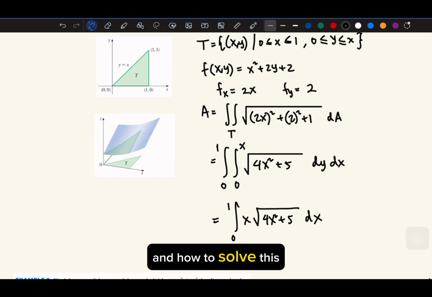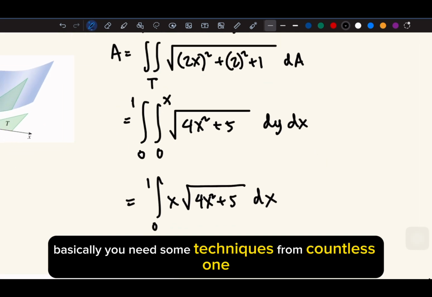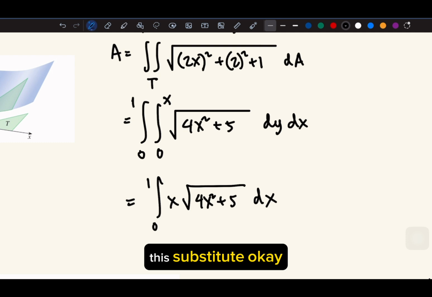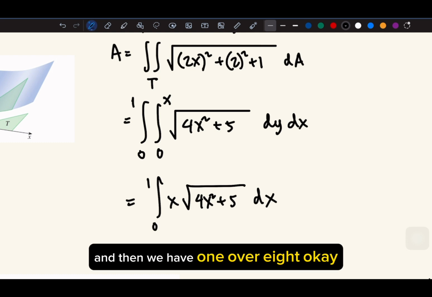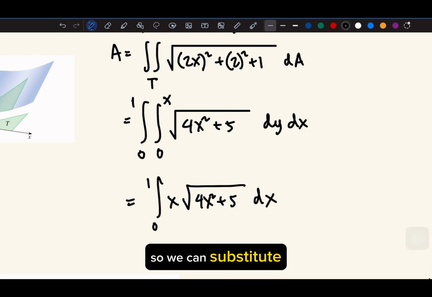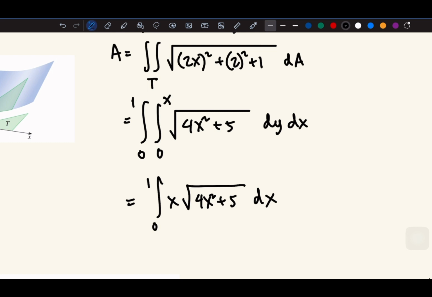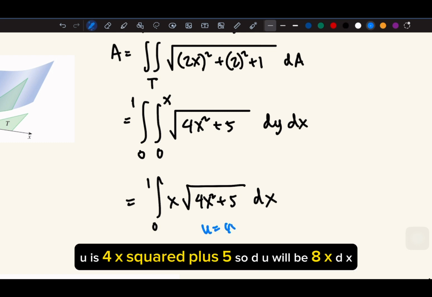And how to solve this? Basically, you need some techniques from calculus 1. Just substitute. So we can substitute this, which means we have 8x, and then we have 1 over 8. Okay, so we can substitute. U is 4x squared plus 5, so du will be 8x dx.